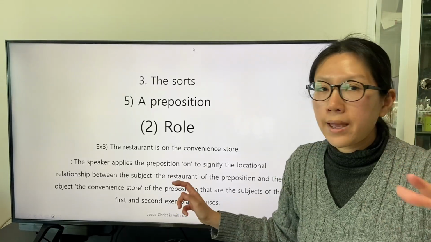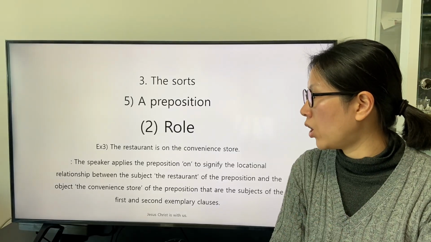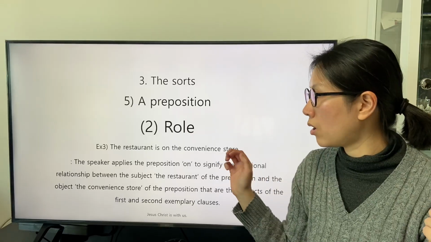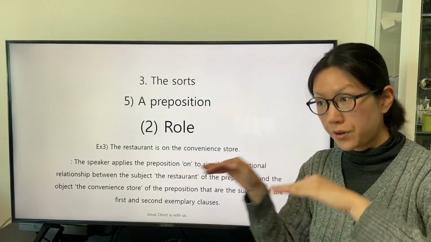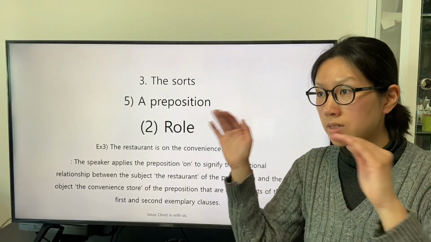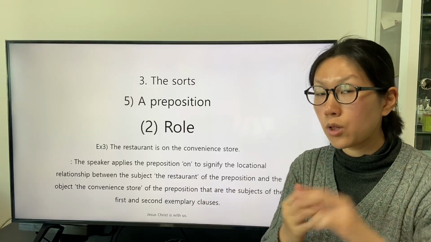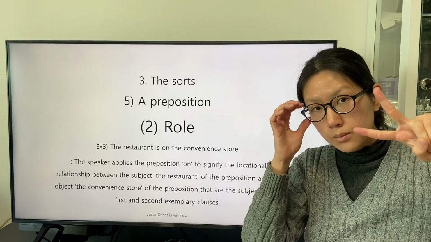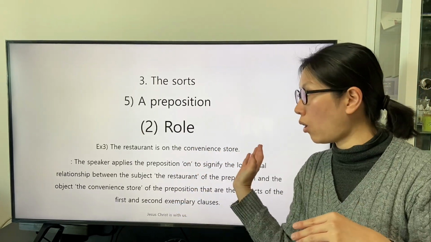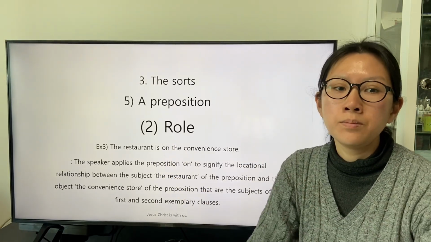The third clause that the preposition on is applied is this. The restaurant is on the convenience store. As we admit that the convenience store is on the first floor of the building and the restaurant locates on the second floor of the same building, we can understand that the two clauses about each subject are integrated into a clause that the preposition on is applied in.